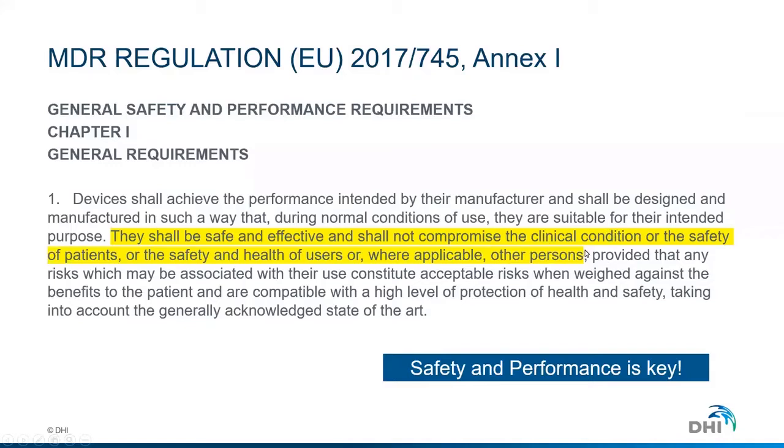And overall, you could say that in the Medical Device Regulation, safety and performance of the medical device is the key that you need to document when you want to launch a medical device on the market and have it CE marked.